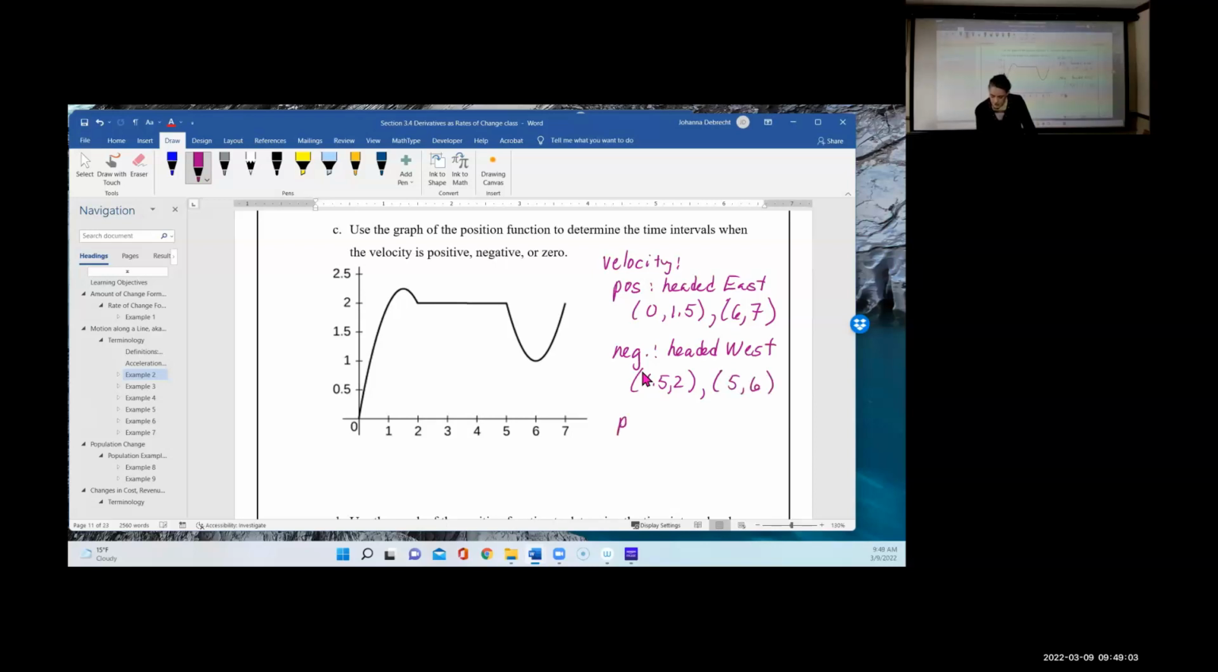And then the last one it asked about is when is it 0? When it's 0, it's stopped. So we have 2 single instances in time. At 1.5 and at 6, the car is stopped for that one single moment in time. If you're going to turn around, the car has to be stopped at one instant. It can't travel this way and then travel back the other way without being stopped at one instant in time. And then we have this long stretch in the middle where it stopped between 2 and 5.